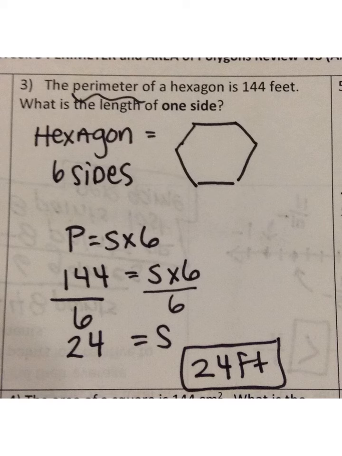So hexagon has 6 sides. So if I want to find the distance around, it's going to be side times 6. And so we're working backwards because we know that the perimeter is 144. So I want to know what I multiply by 6 to get 144. So a way to figure this out is opposite of multiplication is division. So I could divide by 6 on both sides, and I get that one side should be 24.